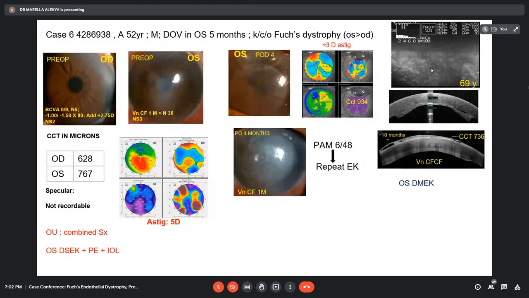But since this patient had not so bad corneal stromal scarring, it's more of an edema with increased thickness and surface changes, we decided to do DMEK. But it is always important to tell the patient that complete vision recovery will take longer period of time. Suboptimal visual outcome is a possibility.